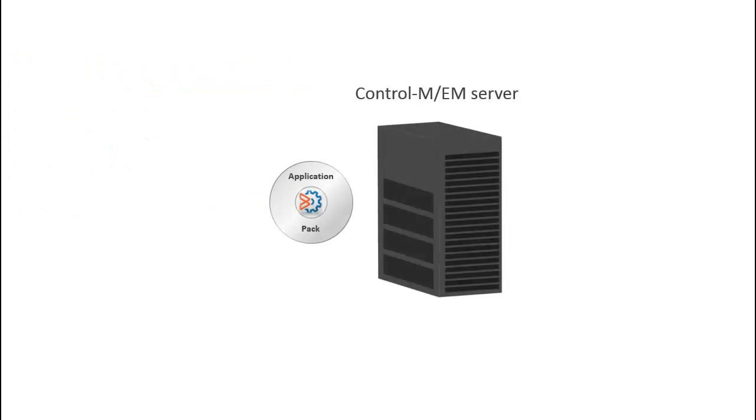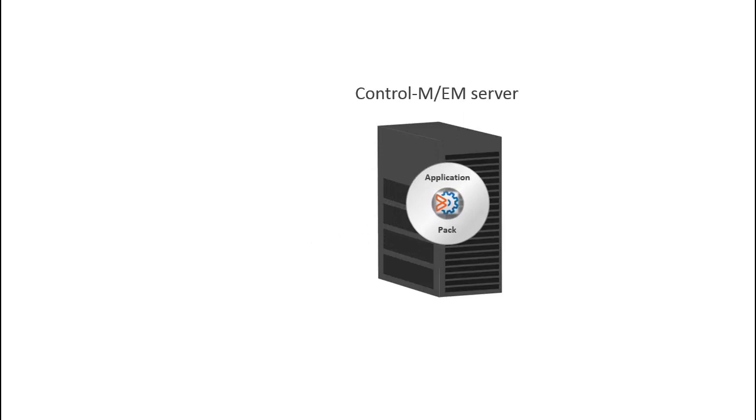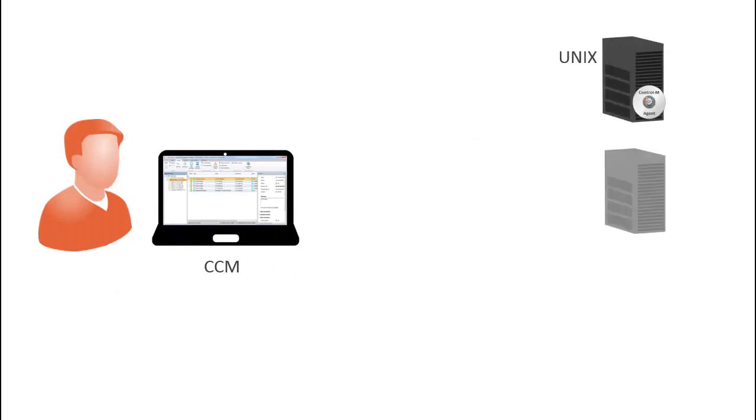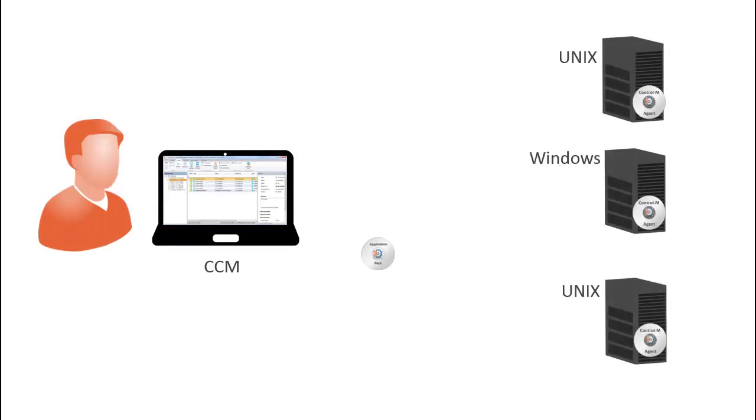The Application Pack installation package is stored on the Control-M EM server when you install Control-M EM 918 or higher. From the CCM, you can transfer the Application Pack to multiple Control-M agents. After the transfer, you can then install the Application Pack to version 918 and higher on Unix and Windows.